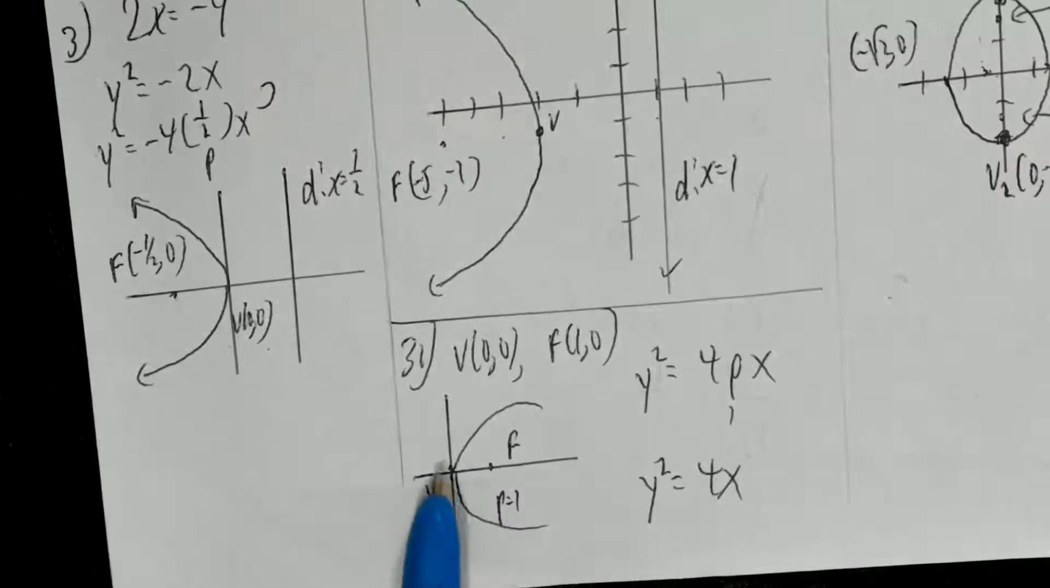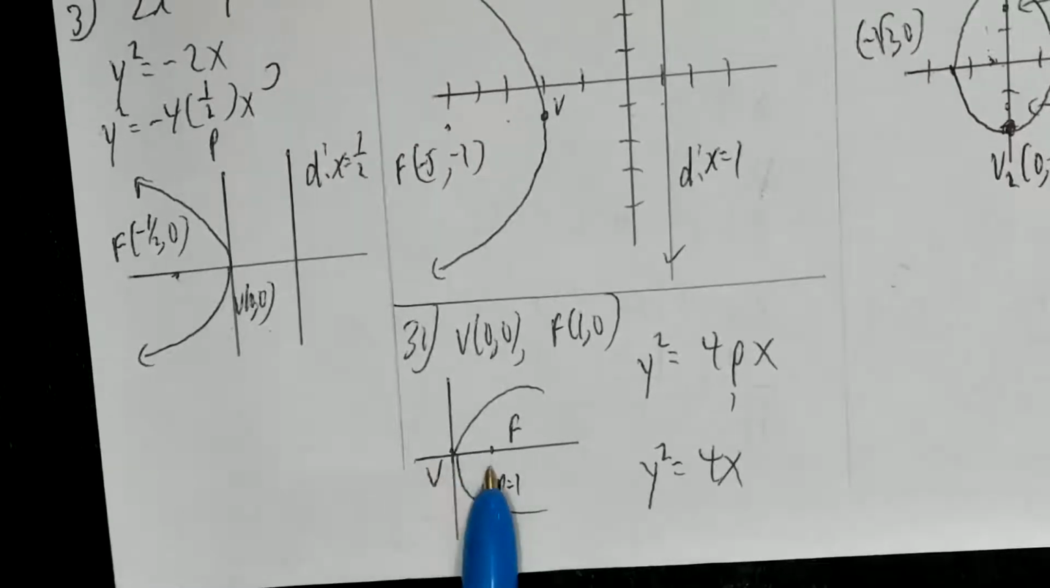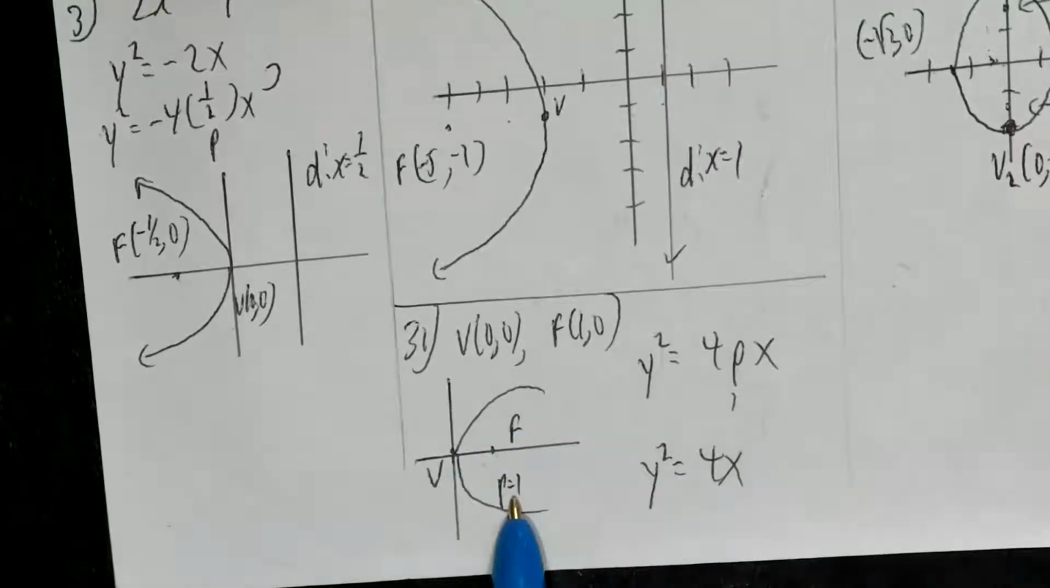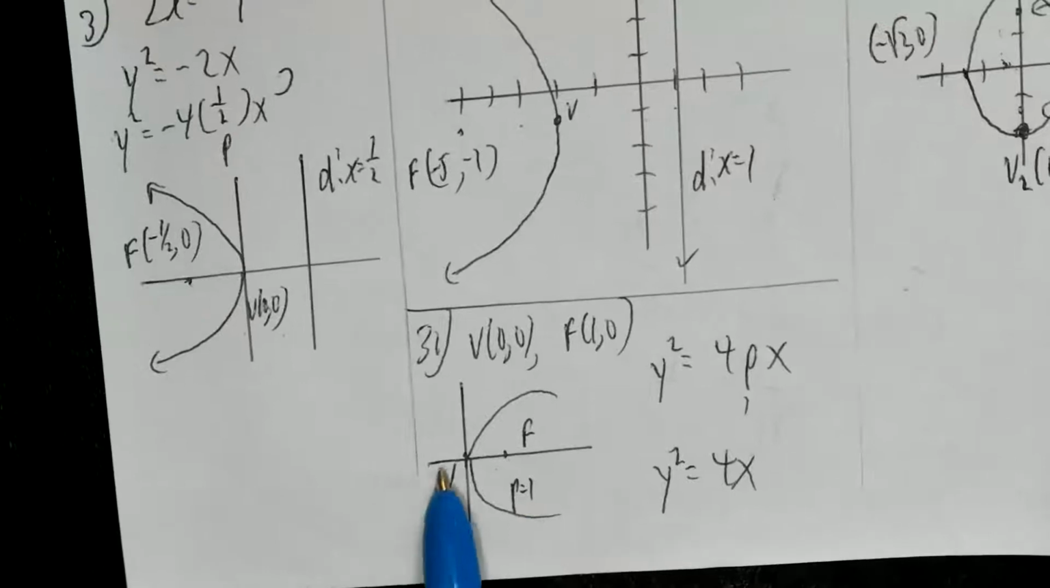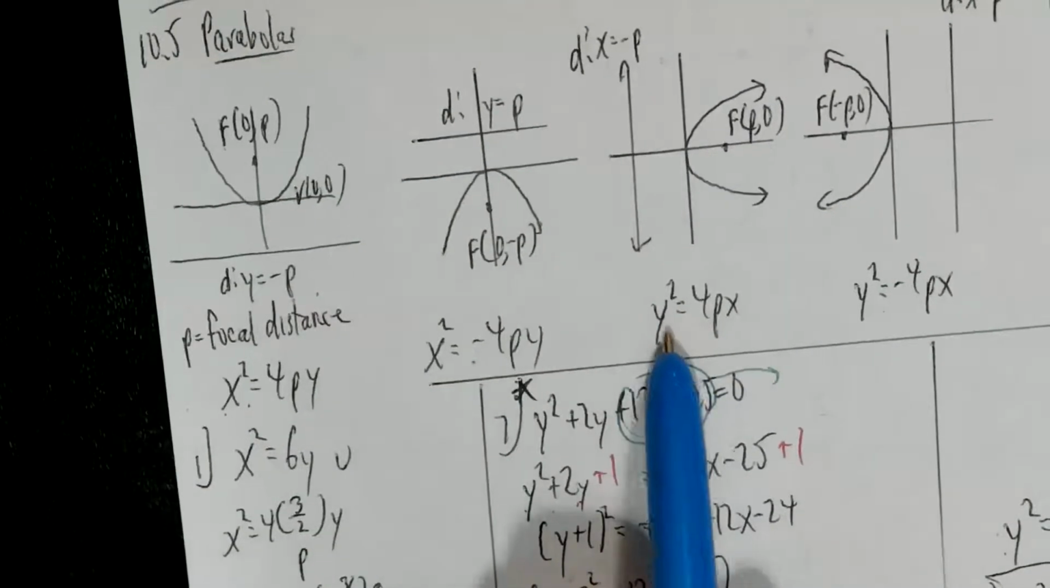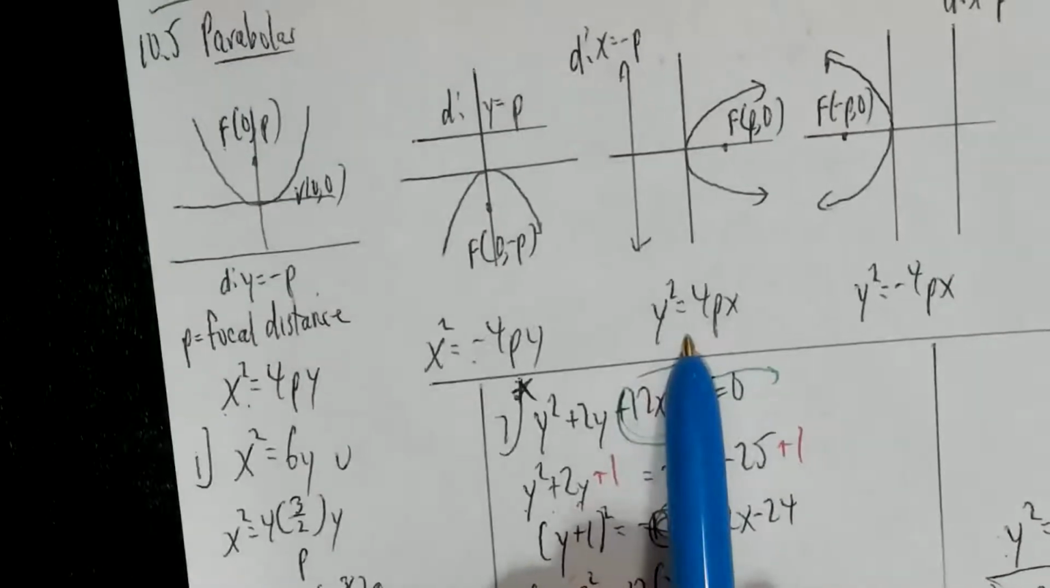Okay, so vertex is the origin. Focus 1, 0. All right, this is the focus. Focus is always inside, so I know it opens to the right. The vertex is here. Focus is always on the inside. So opening to the right means y squared equals 4px.